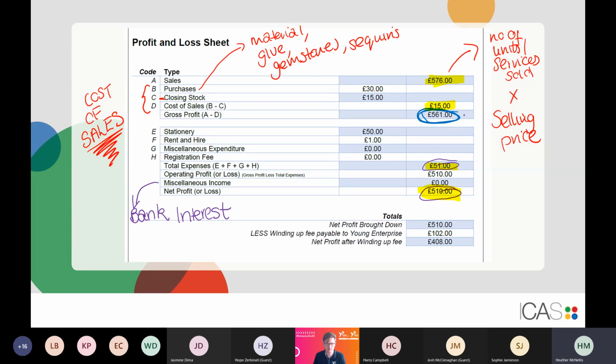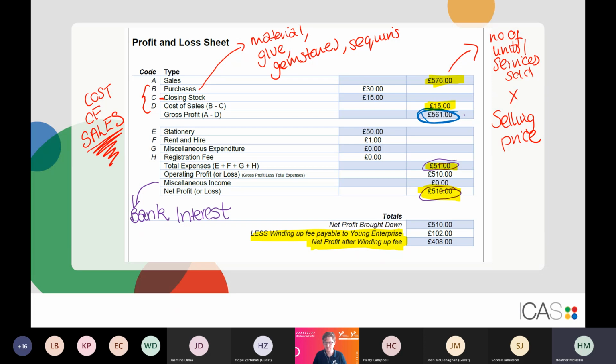Okay. We've then got a little bit further that you guys are going to have here, which is your net profit, and then you're going to have a winding up fee payable to Young Enterprise Scotland, which is going to be taken off your net profit, and you get to a net profit after this winding up fee. That's something quite specific to this project. You wouldn't ever see that in real life, but that's something to watch out for. So £408 after everything you've done for the year. Perfect. Happy days. So that's the information which is in our profit and loss sheet.